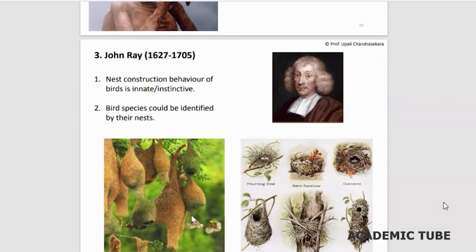Now, have you seen these kinds of bird nests? Do we have any person who has seen bird nests like this? And these are very common in the dry zone in the country.